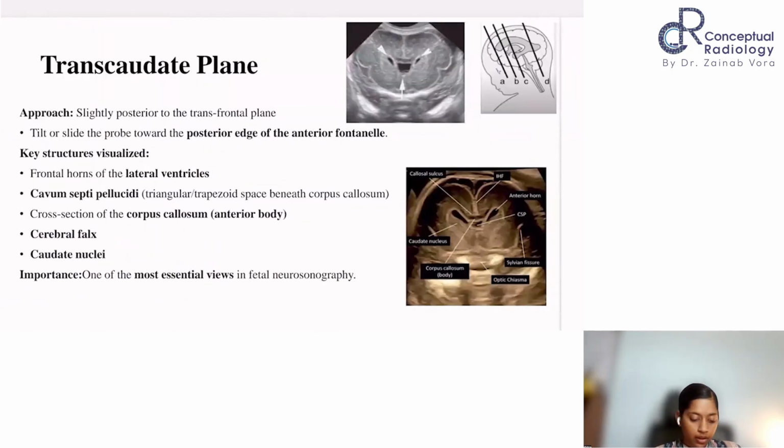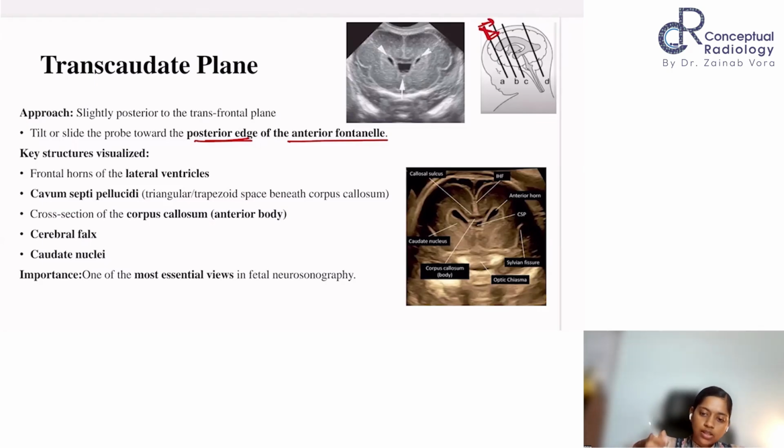Go posteriorly. From here, I'm going slightly posteriorly. Now, slight posteriorly is just angulation of my probe. So tilt the probe or slide your probe to the posterior edge of the anterior fontanelle. So if anterior fontanelle is here, earlier I was focusing through this plane. Now, either I can just angulate the probe or slide it slightly to go to the posterior edge, and I'll come to the transcaudate plane.